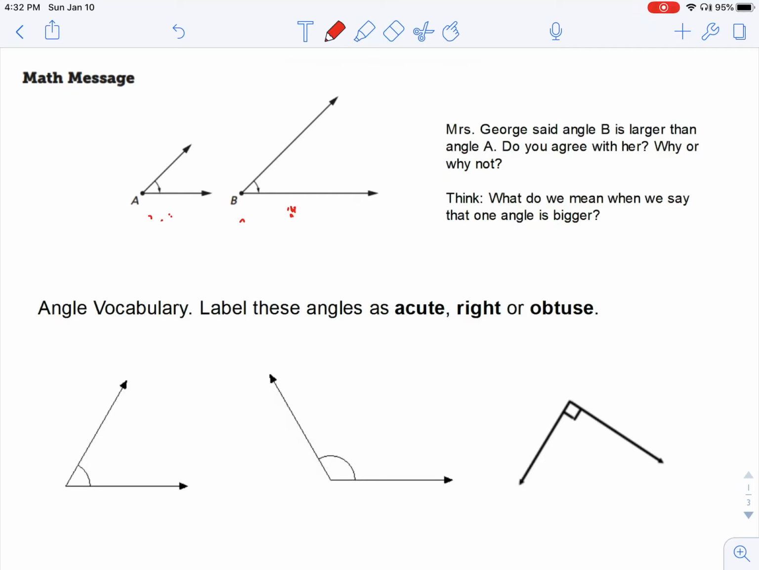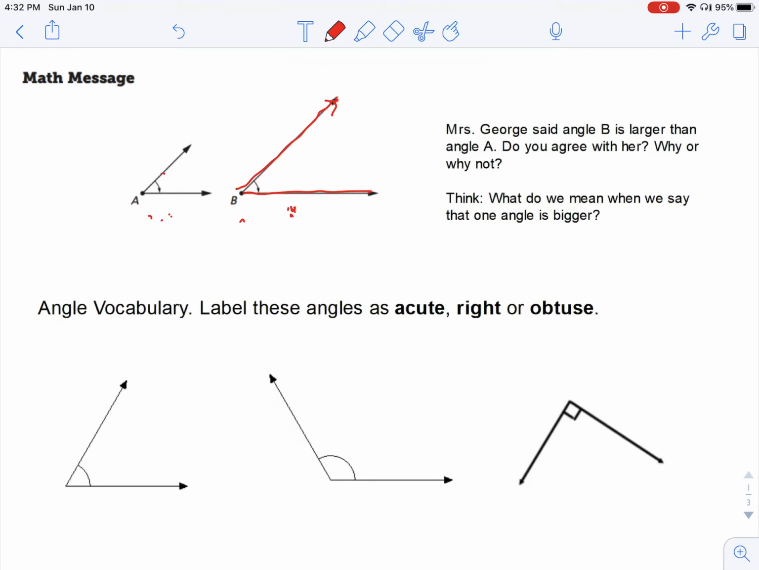I say B is bigger. I'm like, well, obviously, right? These lines go on a lot longer, so angle B is a bigger angle, right? Wrong. If you disagreed with me, give yourself a pat on your back. You did the right thing. Don't trust your teacher. I was trying to trick you because the length of the rays actually has nothing to do with the size of the angle.